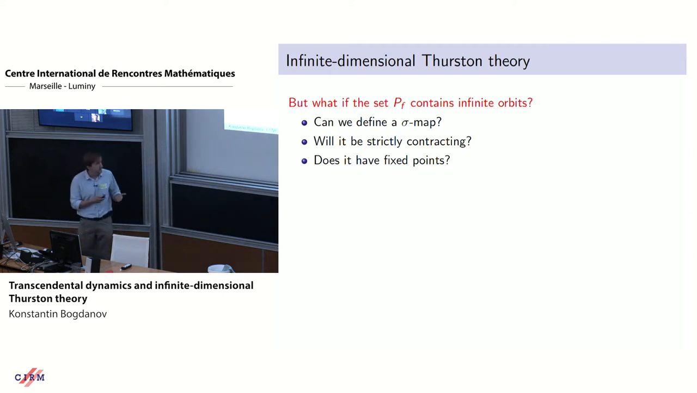Can we define the sigma map in this setting? Will the sigma map be strictly contracting again? Does it have fixed points?